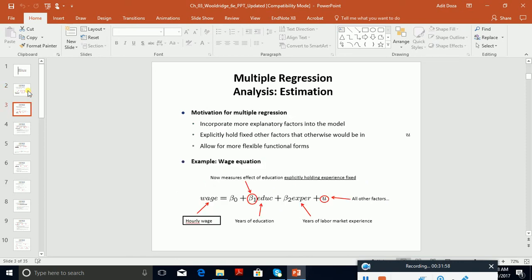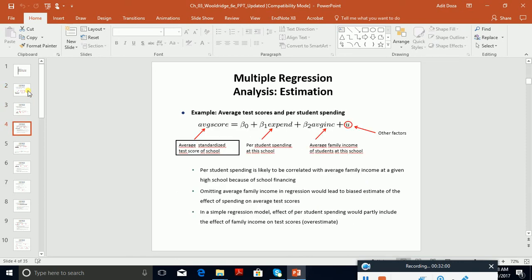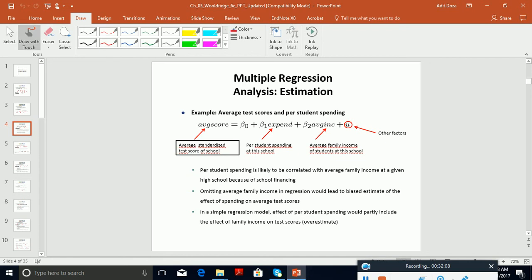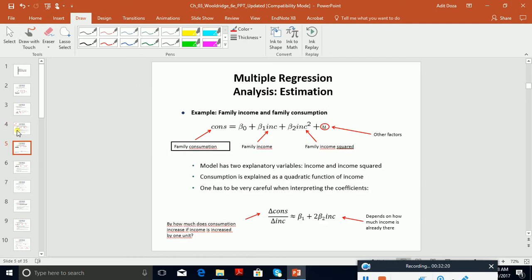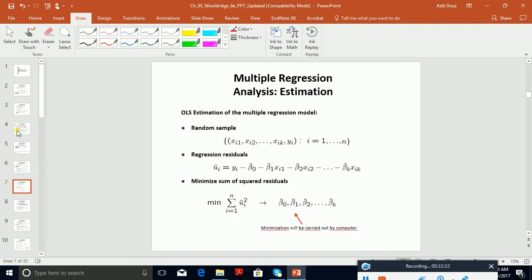Okay, so multiple regression model. You can just read this example on slide 4. This will give you some information. Okay, the example.